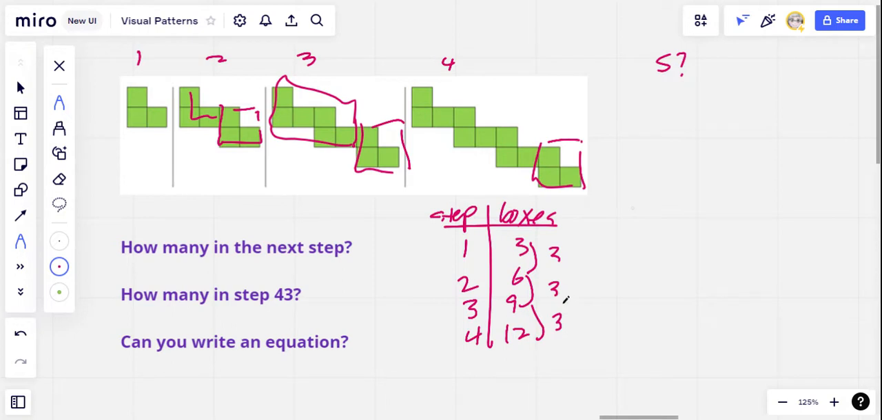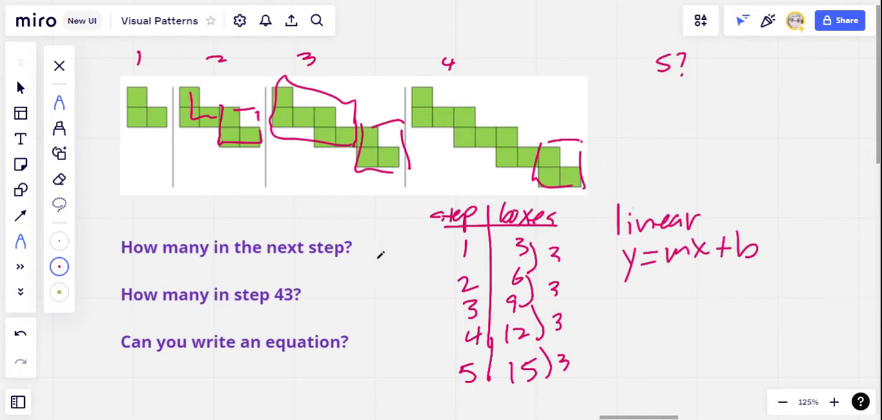So this is a constant rate of change in the pattern, and we know that means it's what's called a linear pattern, and we can use this equation y equals mx plus b, the equation for a line, to model it. But we probably don't even need that equation to predict how many in the next step. In step 5, we'll just continue following this pattern of going up by 3, and 12 plus 3 would be 15. So that's our prediction for step 5 is 15.